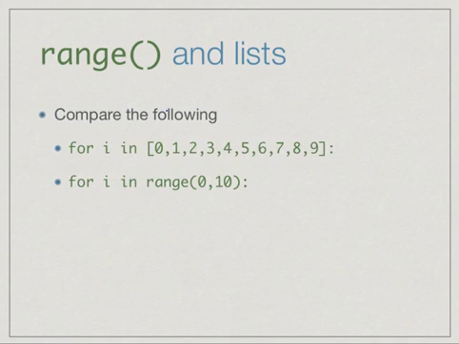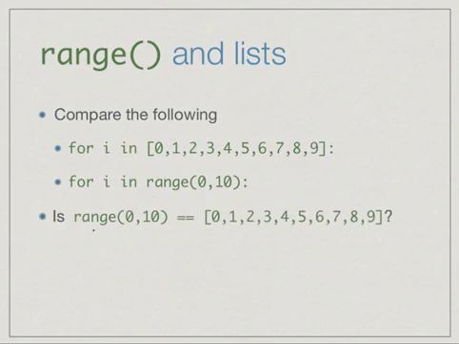So a range is a sequence, and it's tempting to think of range as a list. We saw that for comes in two flavors. We can either say for i in a list, or we can say for i in range something. So range 0 to 10 generates the sequence 0, 1 up to 9. Right? So is this the same as saying for i in the list 0, 1, 2, 3, 4 up to 9?